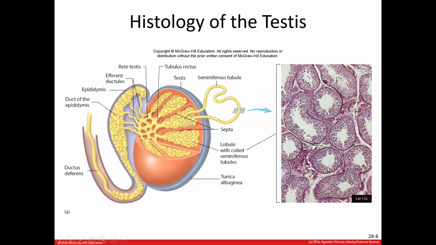Then, once these sperm cells are developed, they will move into the tubuli rectus, which is in front of each lobule that I'm moving my mouse over. And then all those tubuli rectus will all come together into the rete testis, that mesh network, which will then leave the testes through the efferent ductules into the epididymis.